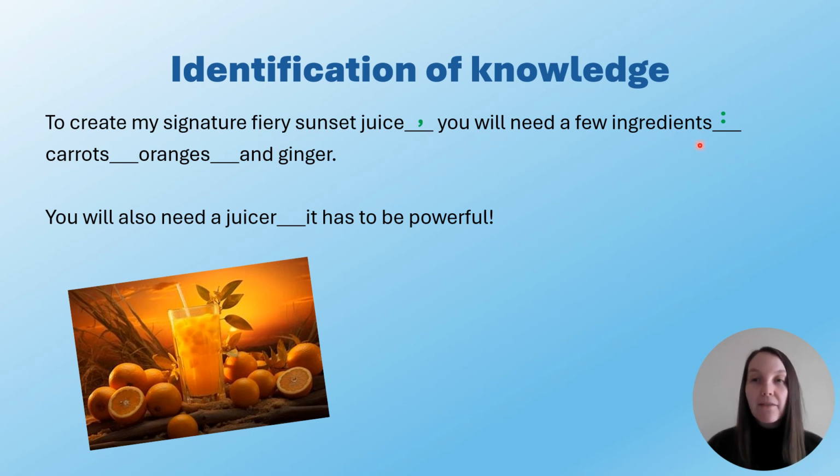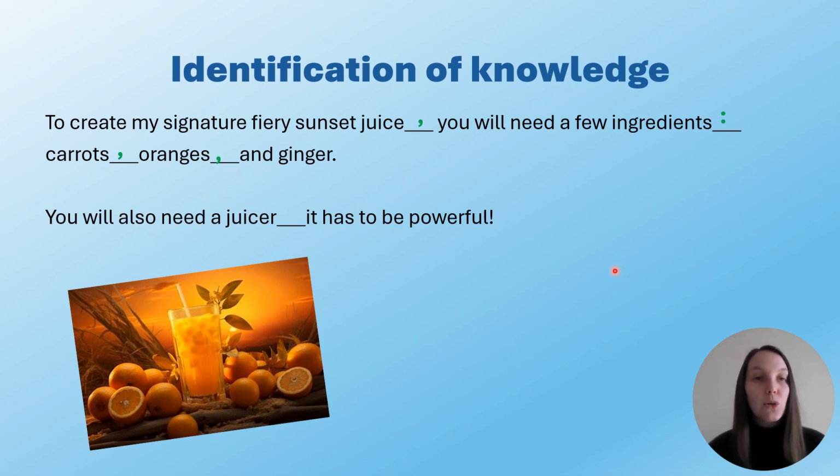Here we have the colon because it's preceding a list of things. So a really nice, easy way to use a colon. Then we've got carrots, oranges, and ginger. So we've got commas here separating the list of things that you need.